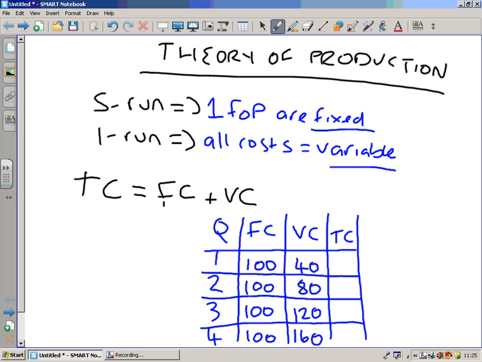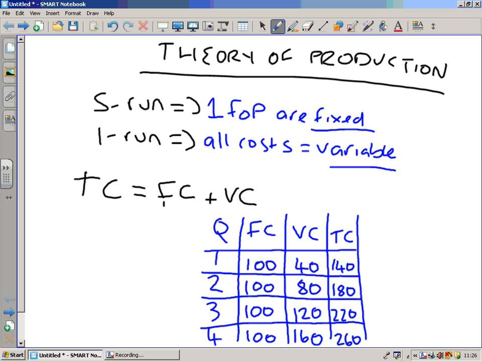So when we produce 1, total costs 140. Produce 2, 180, 3, 220, and then 4, 260. Okay, now what we can do now is to introduce some other different types of costs as well.